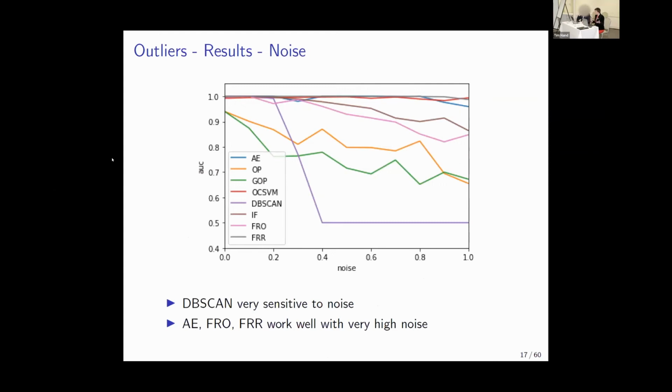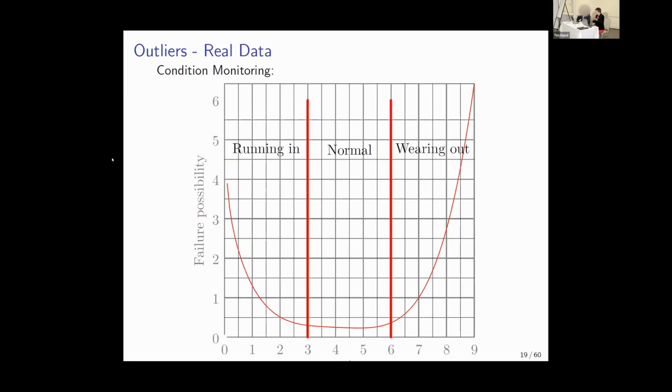If you increase the noise, what fails? DBSCAN. Supposed to be really sensitive, really good with noise. Nope, not very good. And so yes, autoencoders and two of the feature regression methods work really well in high noise. You can read that later if you want.